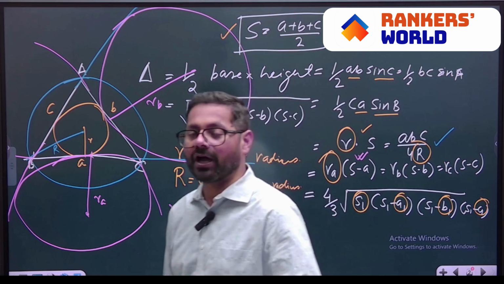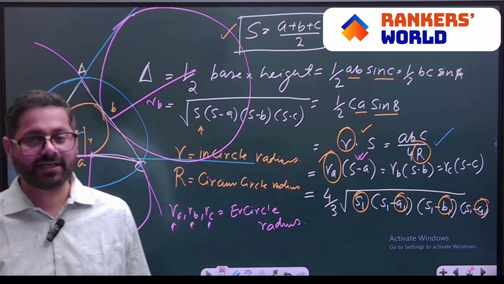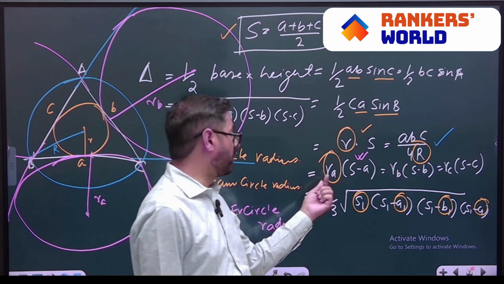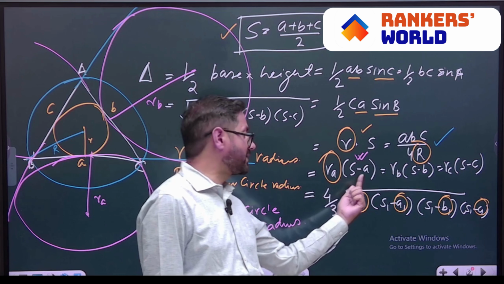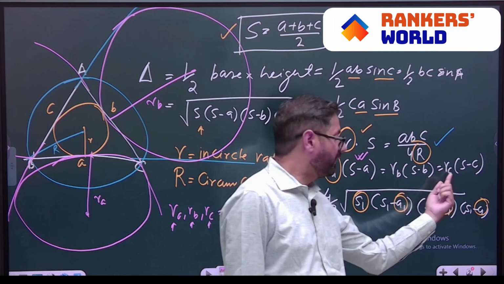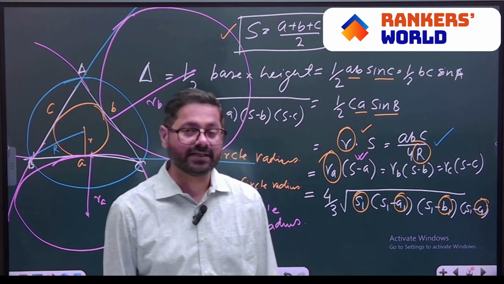So small RA into S minus A, small RB into S minus B. Very easy to remember. If it is A, then it is S minus A. If it is B, then it is S minus B. If it is C, it is S minus C.